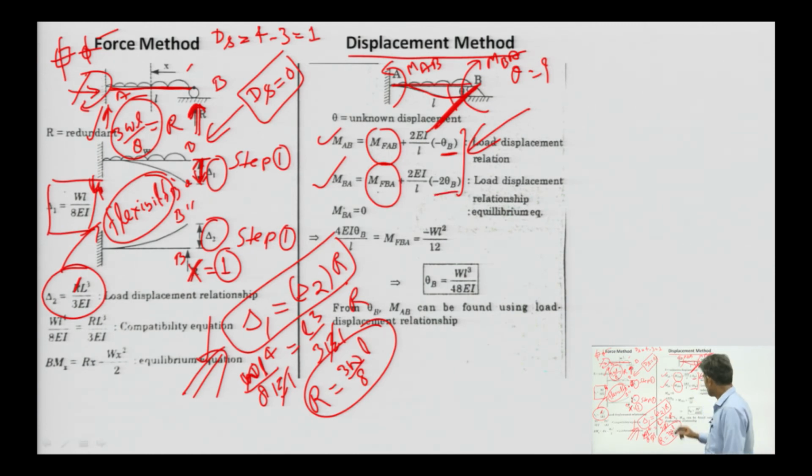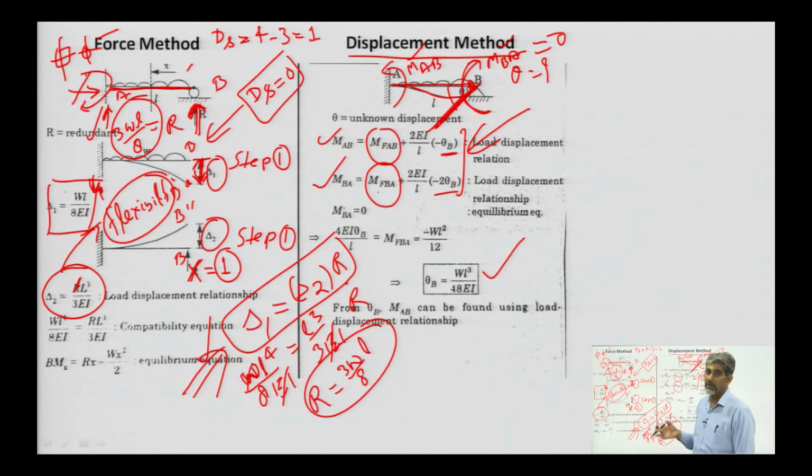These are the equations. After writing these equations at point B, apply the equilibrium equation, and the equilibrium equation will be M BA is equal to 0. When we put this, then we will get the value of theta B. After having this value of theta B, put the value of theta B here and find the values of moments M AB and M BA. This is actually the slope deflection method.